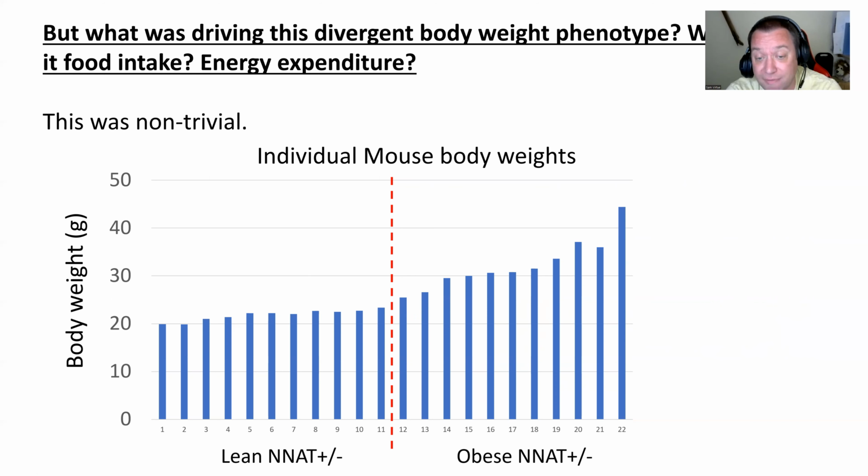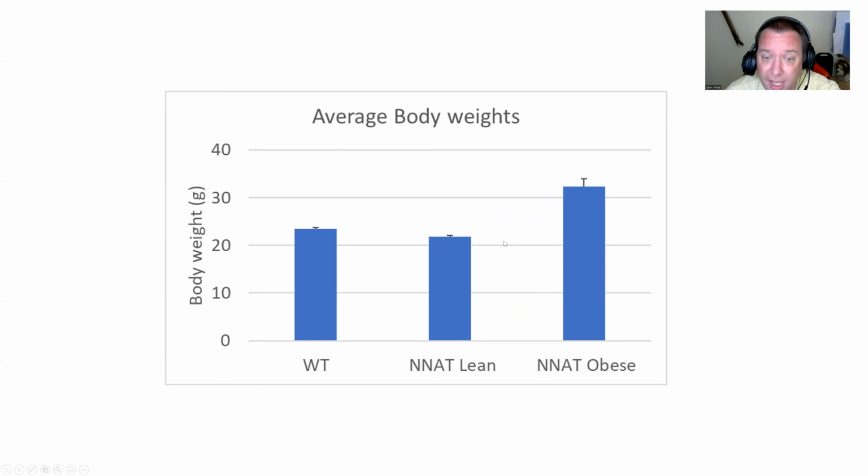Somewhere between mouse 11 and mouse 12. And these are the body weights of individual mice, so half and half, 11 and 11. And so what you get with that is the average body weights. You have the wild types. The lean NNAT mice are basically about the same weight, and then the obese NNATs are really substantively heavier, something like 8 grams heavier than the lean ones, about 7 to 8 grams heavier than the wild types. So quite a big difference in body weight.